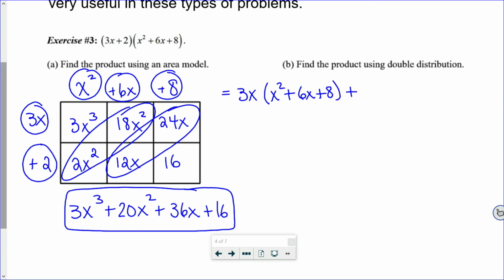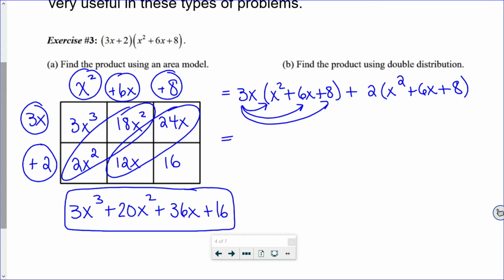Then I'm going to multiply my trinomial by 2. By the way, if this seems like it's the same thing as what we did in the area model, that's awesome, because it is. The first thing I did in the area model was multiply everything in my trinomial by that 3x. So this is going to look very familiar.